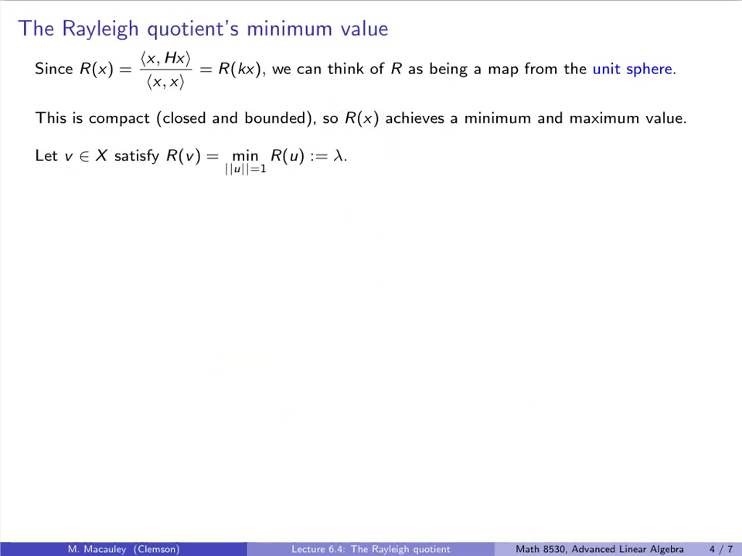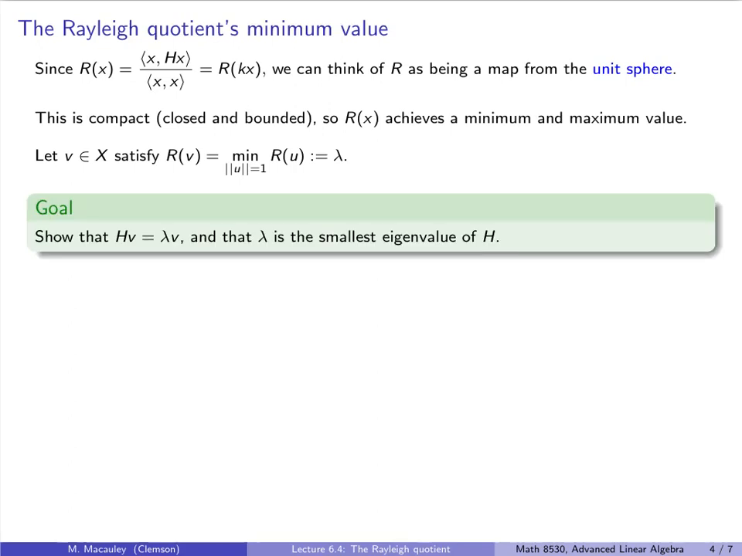Though I have hopefully convinced you intuitively, I haven't actually proven why the Rayleigh quotient is minimized at an eigenvector. So let's let v be a unit vector that minimizes the Rayleigh quotient, and let's say that the minimum value is equal to lambda. I'm going to prove to you why v and lambda are an eigenvector-eigenvalue pair, and moreover, why lambda is indeed the smallest eigenvalue of h.